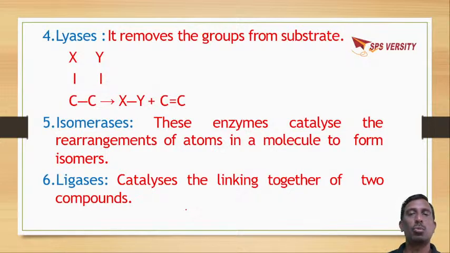Lyases, which will remove groups from the substrate. Here you can see that groups are attached to X and Y, and they are ultimately removed. Isomerases, iso means same. They will convert one form of isomer into another form of isomer just by rearrangement of atoms. So one isomer is transformed into its nearest isomer. This is called isomerases.